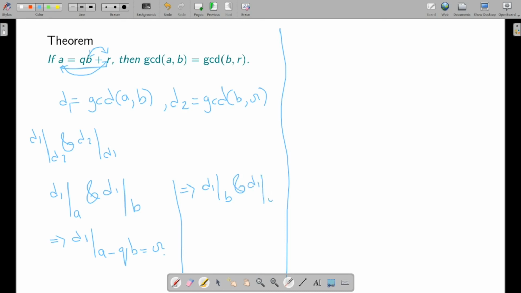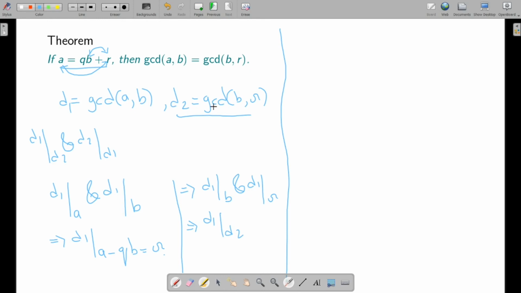But D2 is the GCD of B and R. So any common divisor has to be less than it. Or in other words, D2 has to divide D1. I'm sorry, it's the other way around. This is the biggest common divisor of B and R. This is one of the common divisors. So which means that D1 has to divide D2. The other side of the argument is as easy, if not easier.